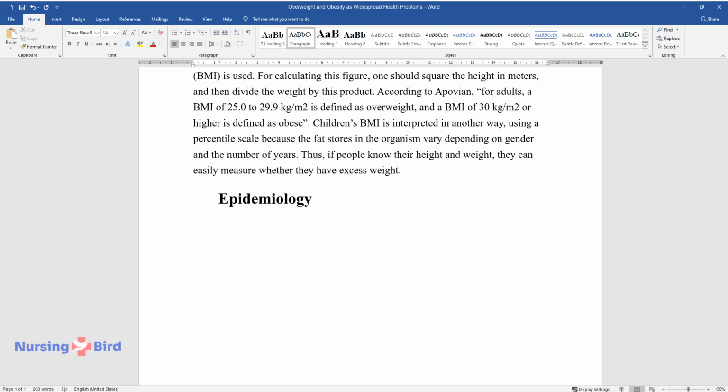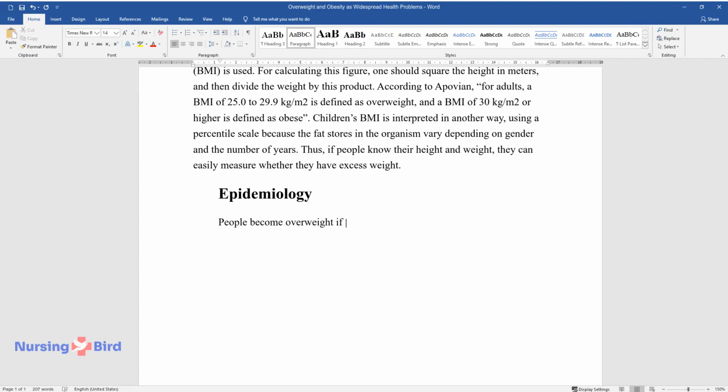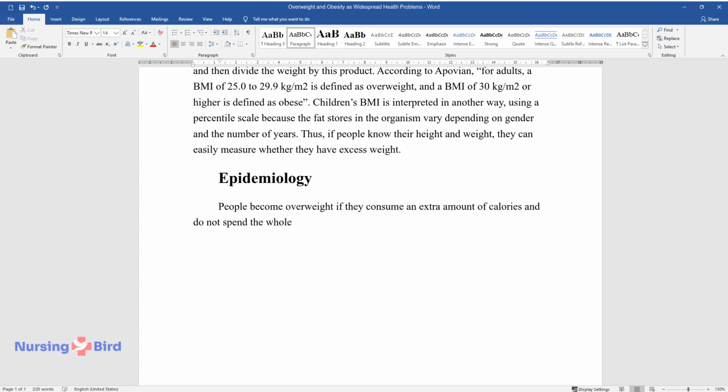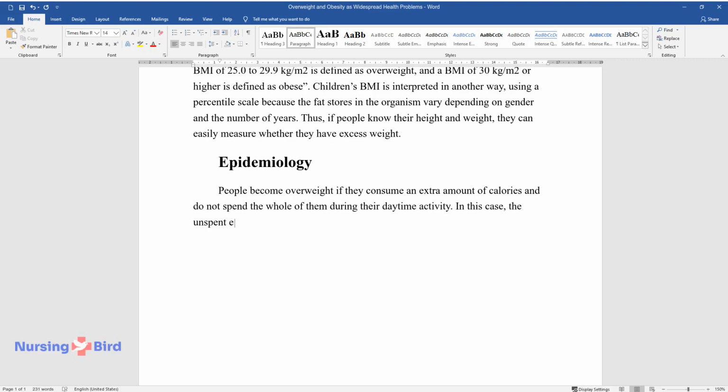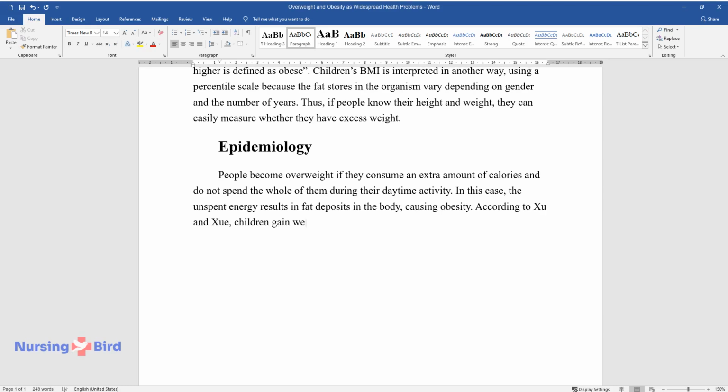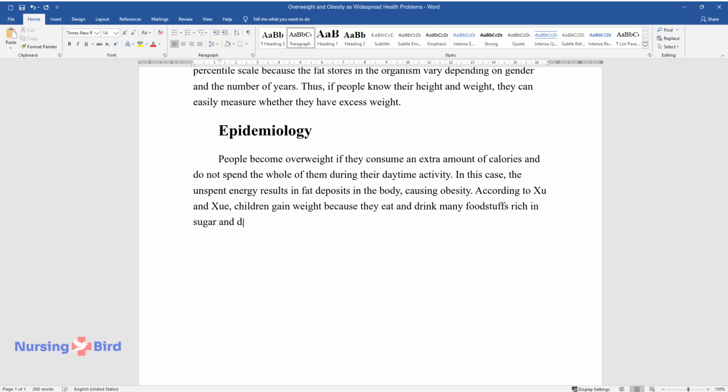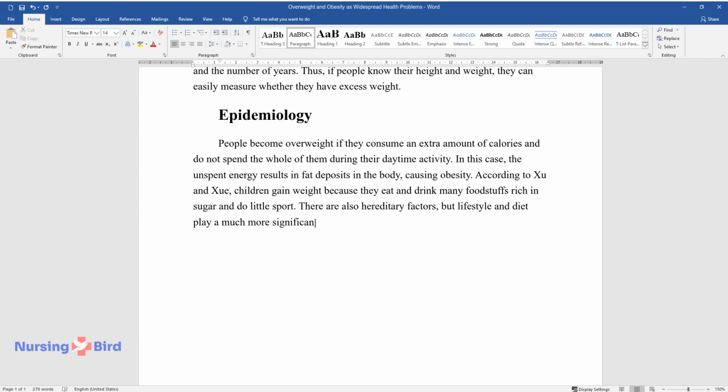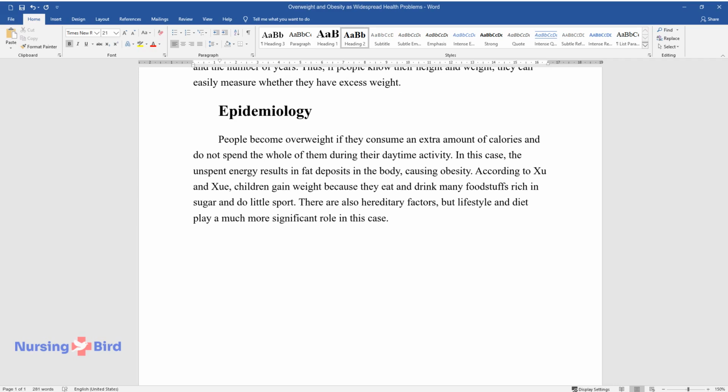Epidemiology. People become overweight if they consume an extra amount of calories and do not spend the whole of them during their daytime activity. In this case, the unspent energy results in fat deposits in the body, causing obesity. According to Su and Shua, children gain weight because they eat and drink many foodstuffs rich in sugar and do little sport. There are also hereditary factors, but lifestyle and diet play a much more significant role in this case.